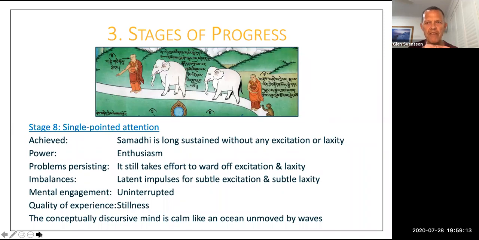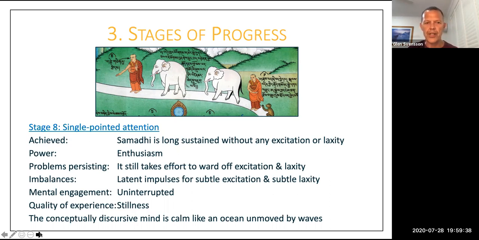We're not interrupted at all by any subtle excitation or laxity. And so the quality of our experience is now stillness. The mind is completely still, completely on the object. And so now the slow moving river of thoughts is emptied into a still lake. So our discursive mind is completely calm, like an ocean unmoved by waves. So that's single pointed attention.